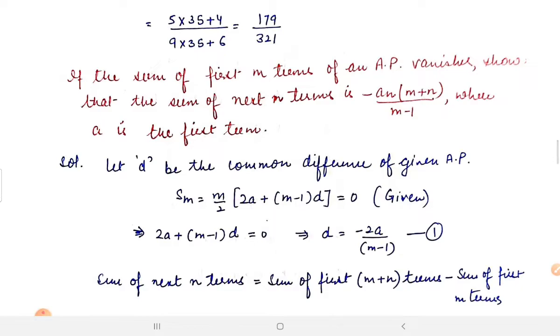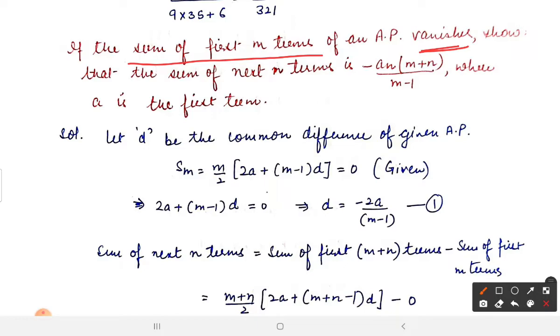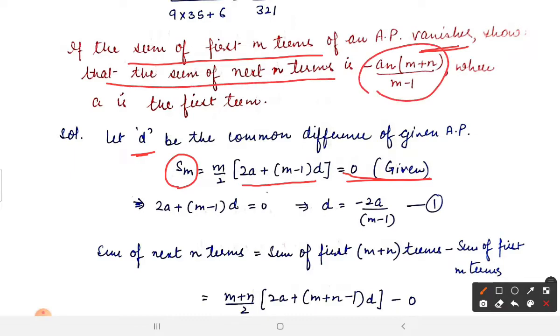Next is, if the sum of first m terms of an AP vanishes. Vanishes means 0. So what have we been given? We have been given that the sum of first m terms of an AP vanishes. So let d be the common difference, and the sum of m terms is m by 2, 2a plus m minus 1 times d, is equal to 0. This is given to us. Show that the sum of next n terms is this, where a is the first term. So a is the first term given to us.